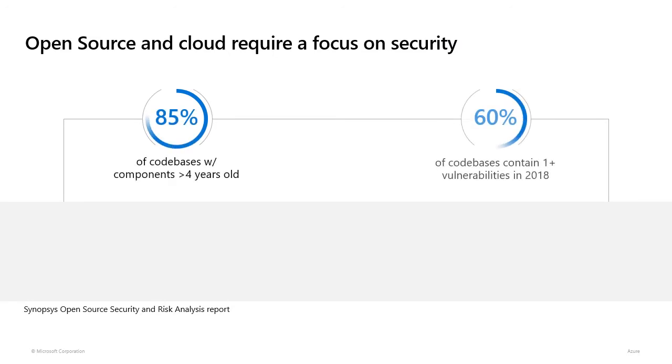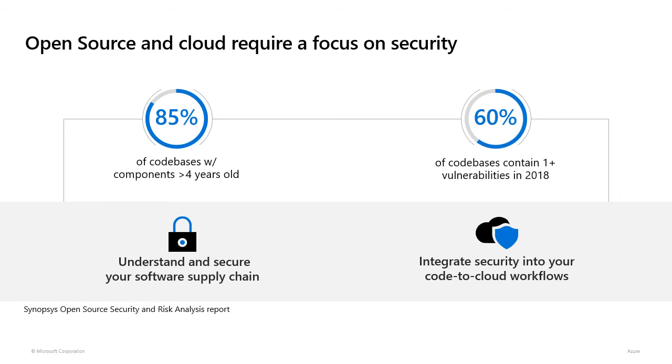Now, when we talk about open source and cloud, it requires an additional focus on security. A lot of people get nervous when you talk about open source and cloud because people will say that we don't know where this source code comes from, because it is in fact open source, and a majority of it is actually created from anonymous sources. So we also have to realize that 85% of code bases have components that are more than four years old, and 60% of code bases contained at least one vulnerability in 2018.